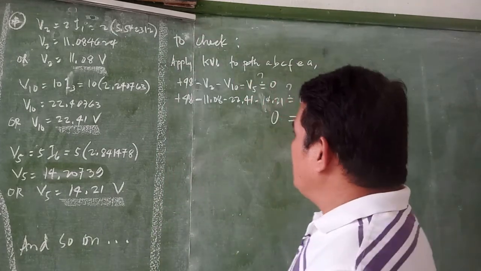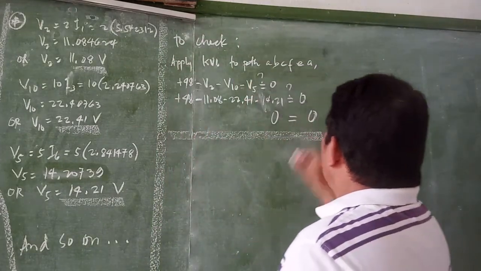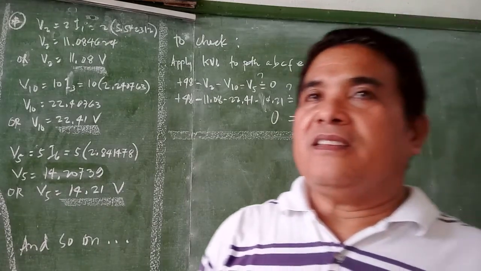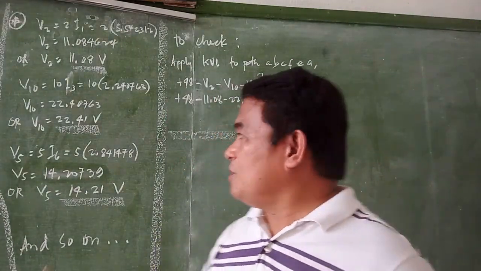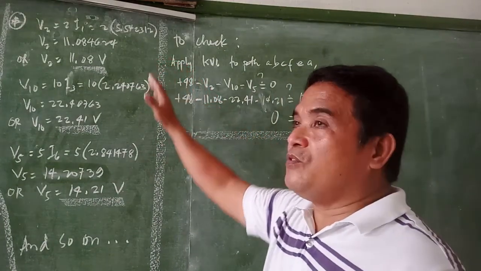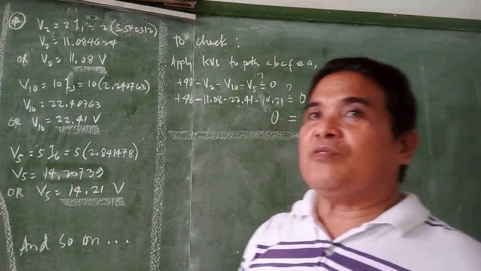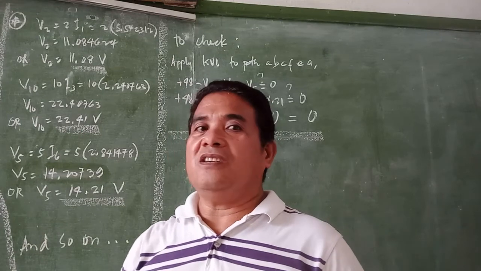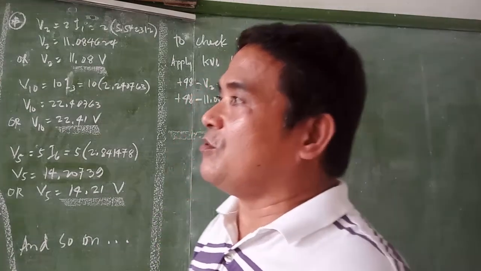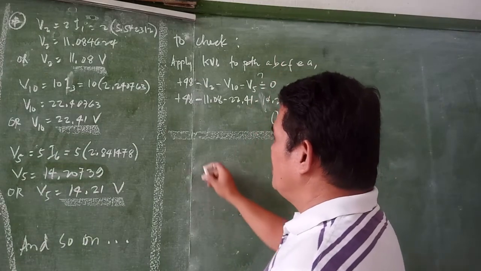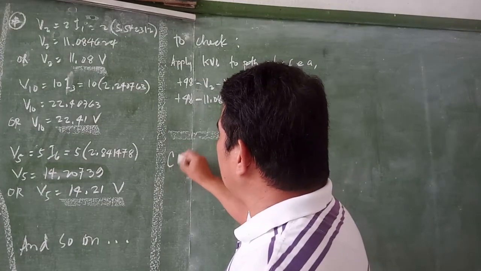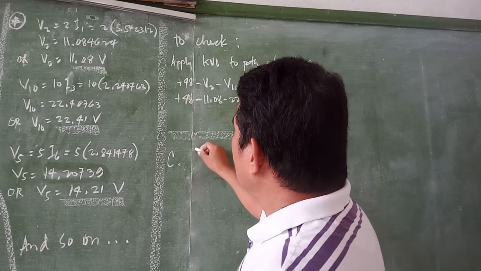Now, how do we determine the voltage across two nodes? Because the voltages that we have considered here so far are only referring to the voltages across the resistor. Now, suppose we would like to determine the voltage from C to E.